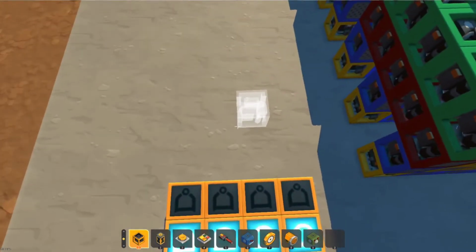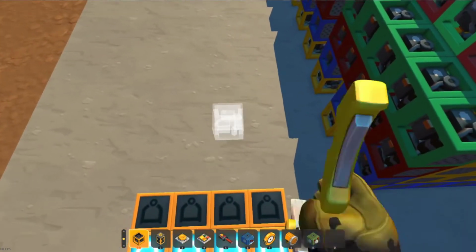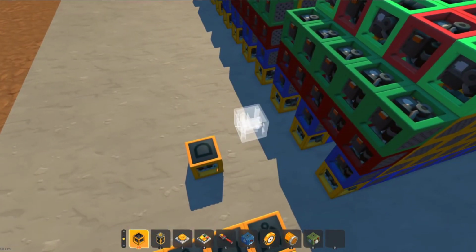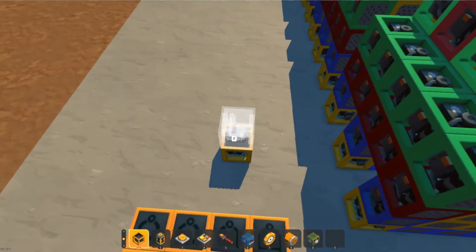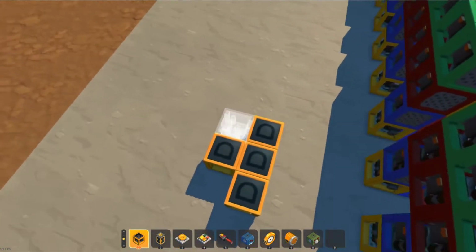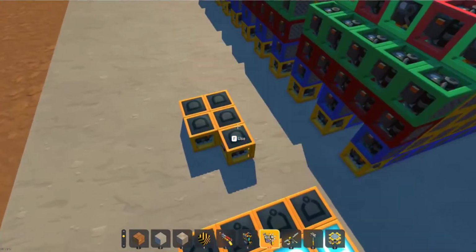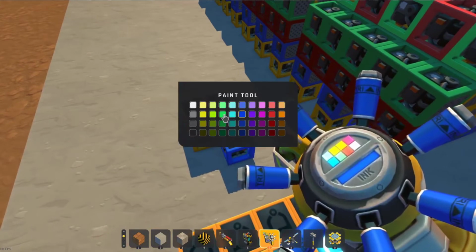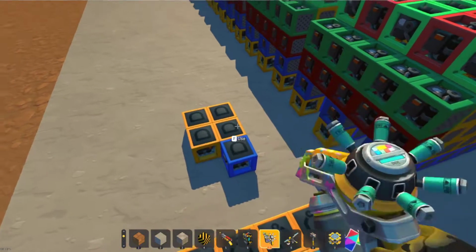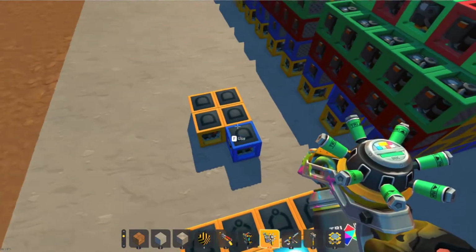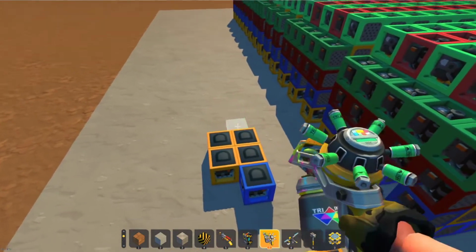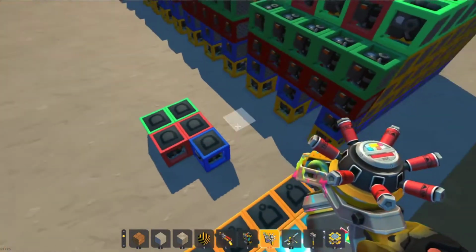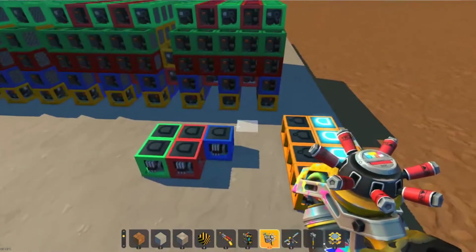We need to replace those with some global activator inputs. So what was it again? I think it was supposed to be like this. So we have a blue, and then two greens, and two reds. And now we need to hook these up.